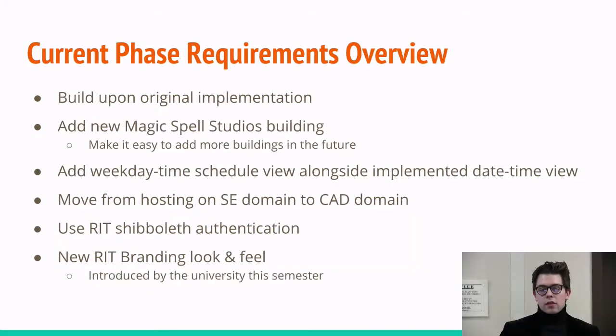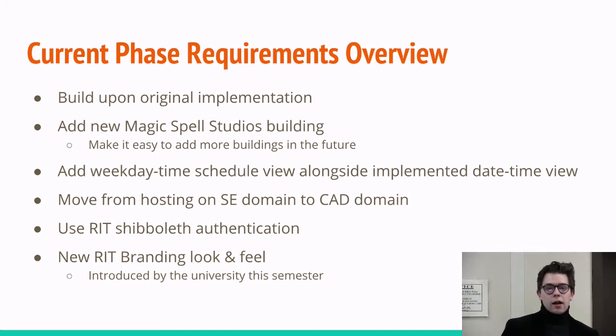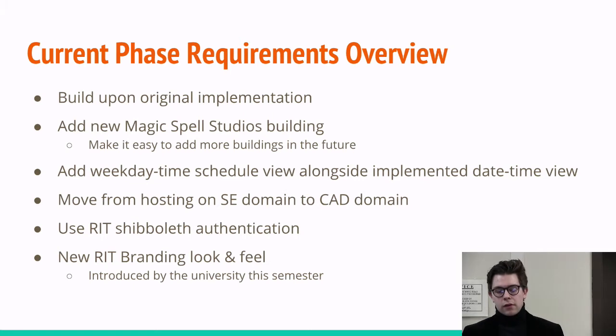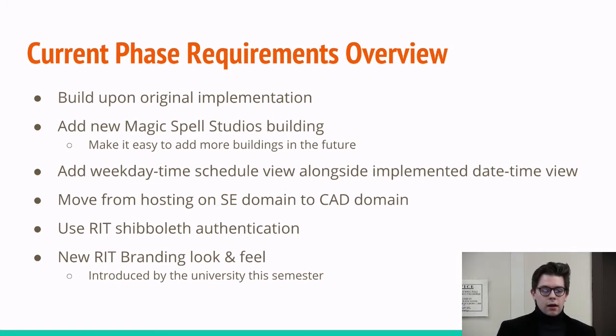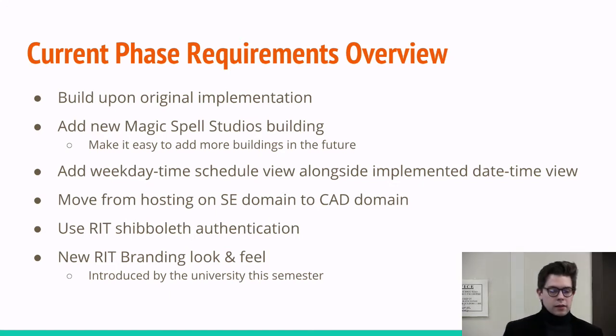So Jack wanted us to build off of this and add the Magic Spell Studios building. This is a new building that the College of Art and Design will be using for their classes, and we wanted to allow them to schedule for that because there are a lot of specialized rooms in there as well, and it's more of a complicated building than Gannett. And we talked about having a weekday time view instead of just a date view, so you can pick by semester and say what days of the week you're seeing a schedule for instead of just picking a specific date.